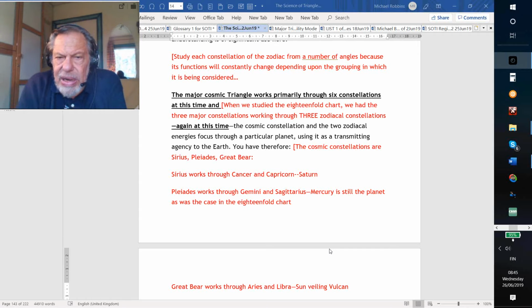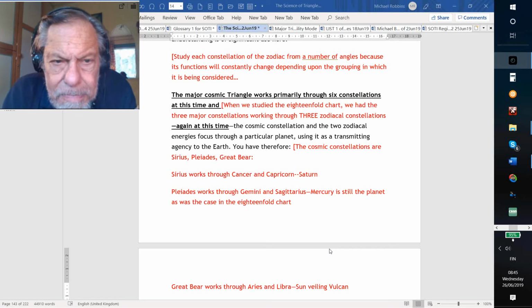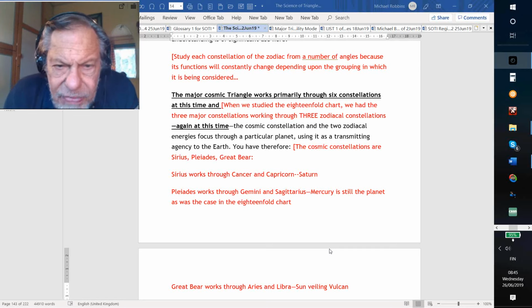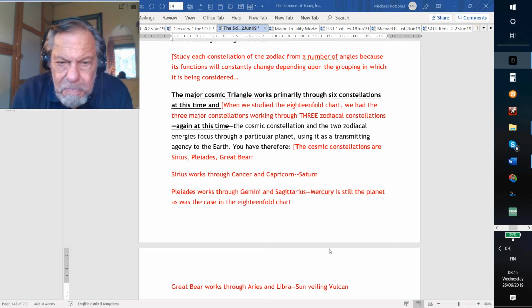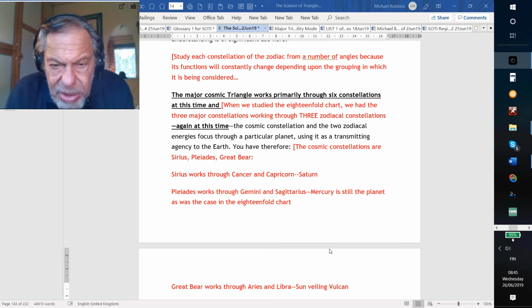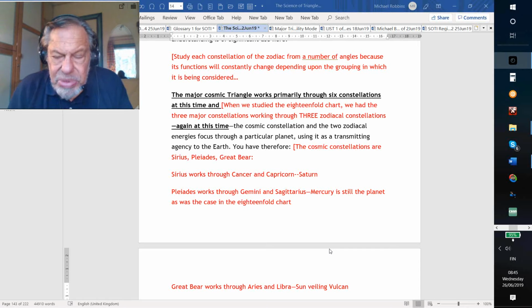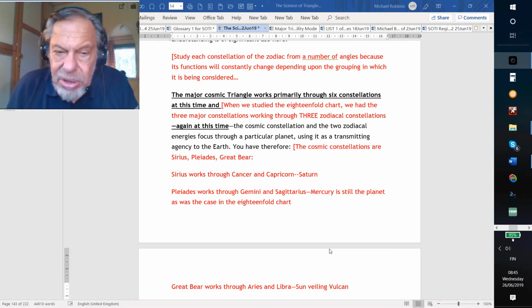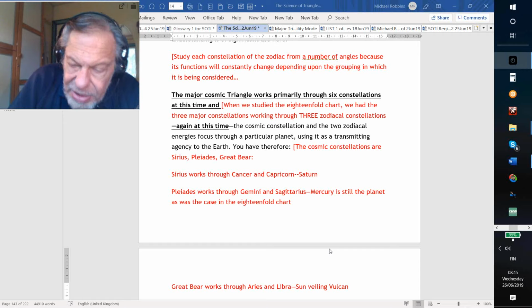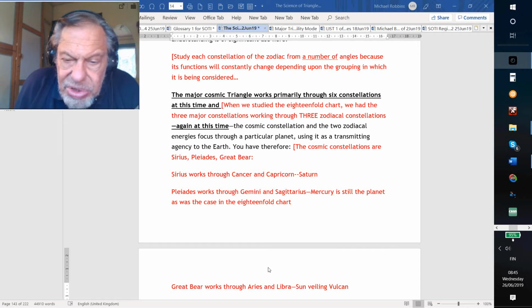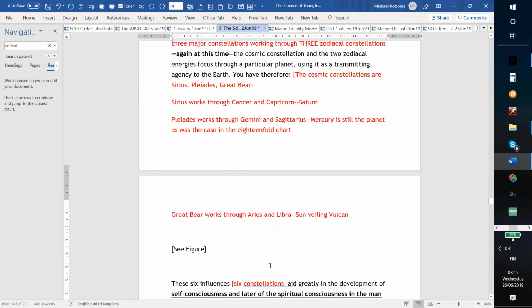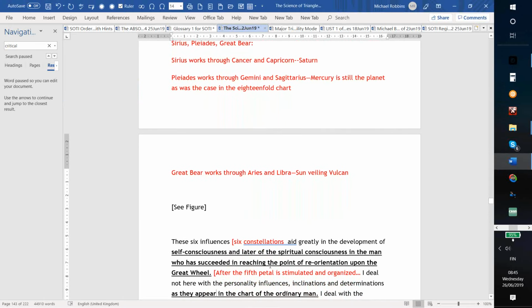Sirius works through Cancer and Capricorn, and Saturn is the ruling planet for distribution and for transmission to the Earth. The Pleiades works through Gemini and Sagittarius, two very important discipleship signs. Mercury is still the planet, as was the case in the 18-fold chart. And the Great Bear, it works through Aries and Libra. The sun is veiling Vulcan.